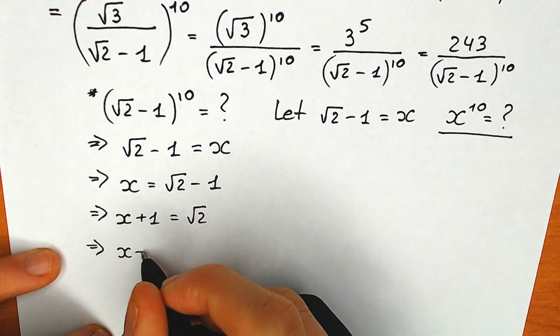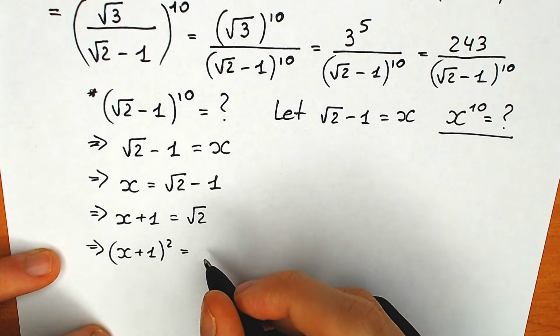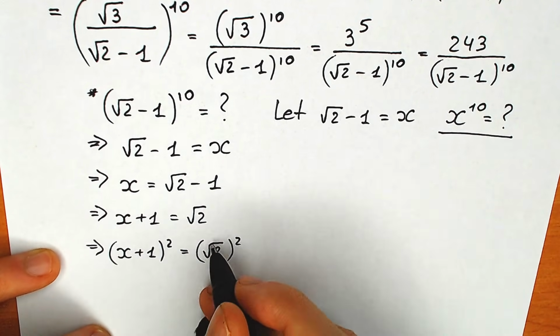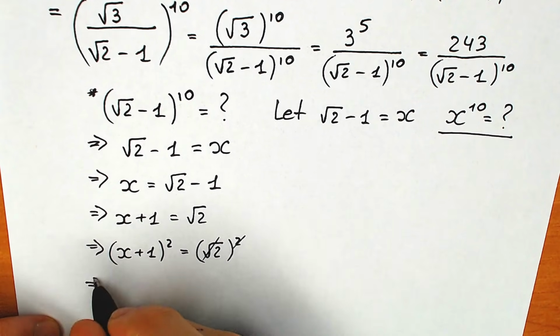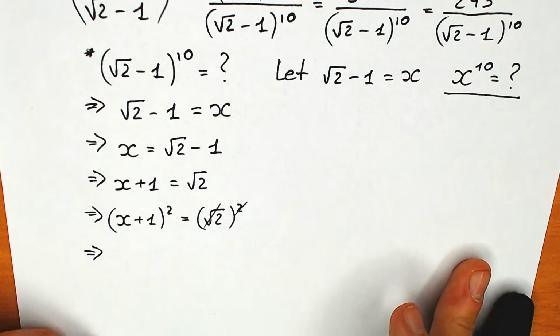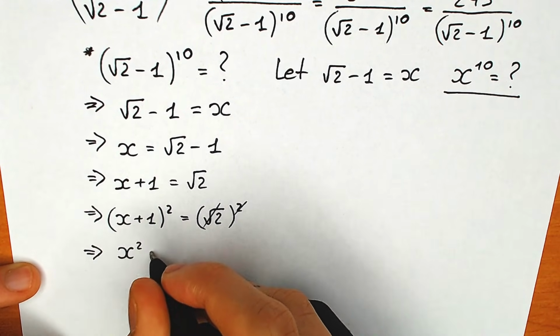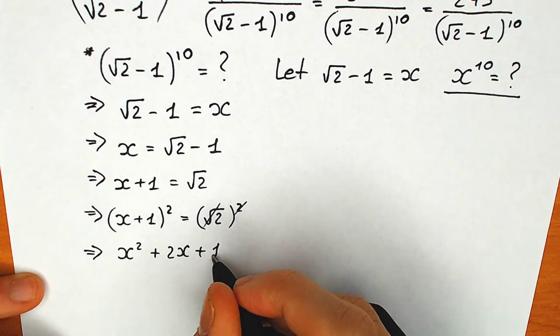So we have (x + 1), we raise to the power 2, and equal to the square root of 2 raised to the power 2. On the right side, we can easily cancel it real quick because we have a square root. And on the left side, we can easily raise this to the power 2. This is our well-known school identity: x squared plus 2x plus 1 equal to 2.